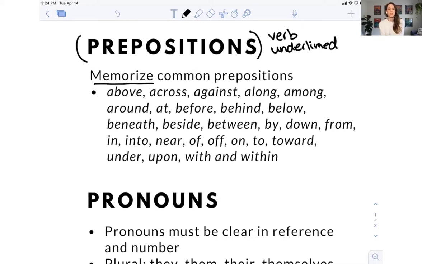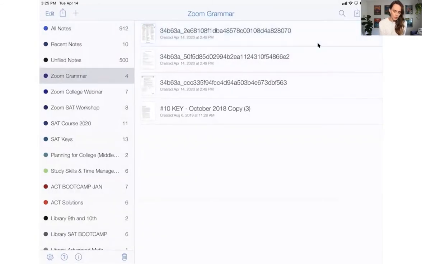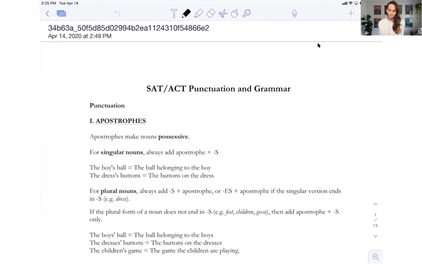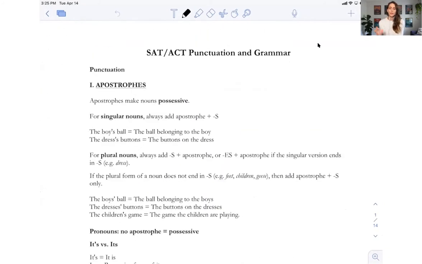Because those prepositional phrases will not impact my subject-verb agreement. And you will see that as we go through some examples in the other document. So I'm going to switch over to the main grammar document. The nice thing about this is that the grammar rules for the SAT and the ACT are pretty much the exact same. They don't really differ.